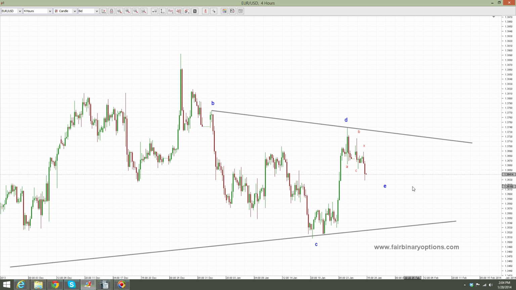Now, this blue contracting triangle is actually a non-limiting contracting triangle, and that means that the price action that follows this triangle usually has no limitations. It cannot be put into specific behavior, and therefore the E wave can even go and retrace that much.